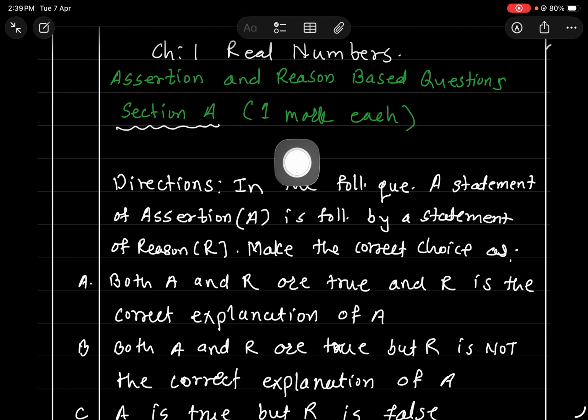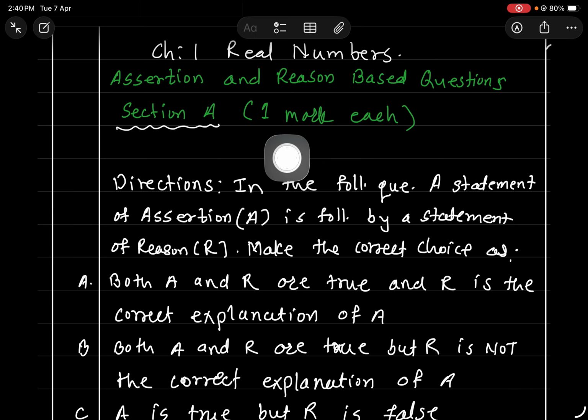Hello student, in the previous video we saw 3 marker questions. Now in this video we'll see assertion and reason based questions. This question is asked in Section A, 1 mark each.